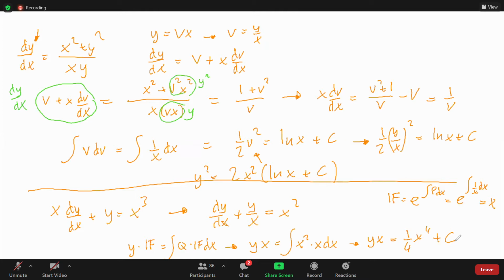And then we have the last example, which is the Bernoulli equation.